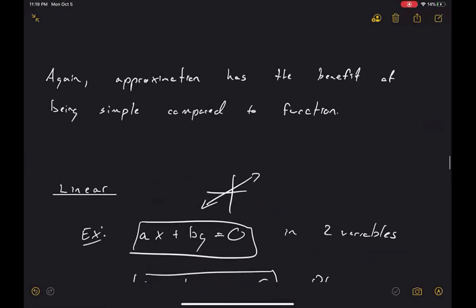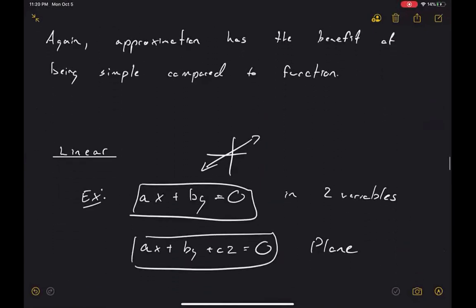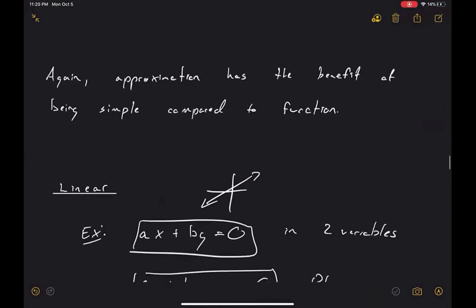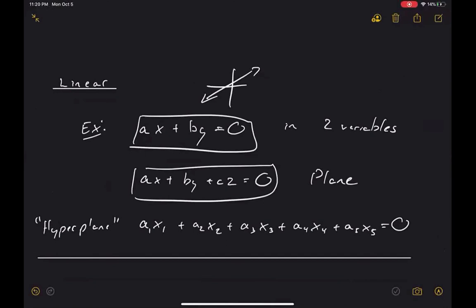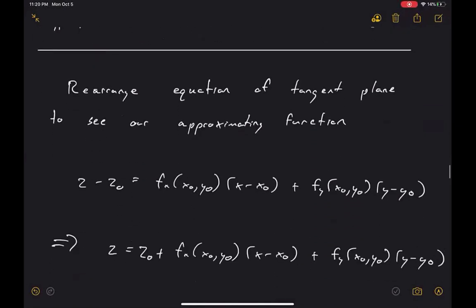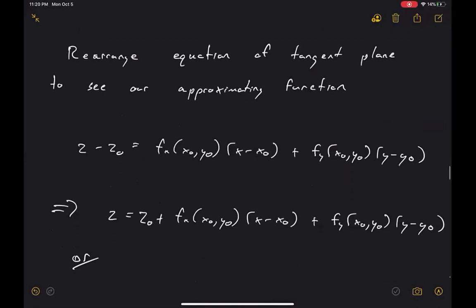Now we're turning to the idea of the linear approximation. So the tangent plane, the equation of the tangent plane, is a linear equation. This tangent plane is a linear object.